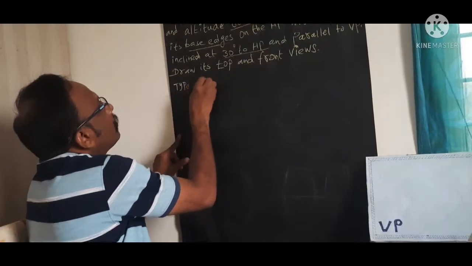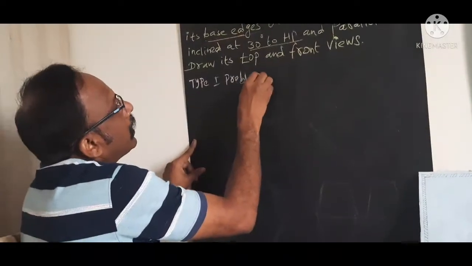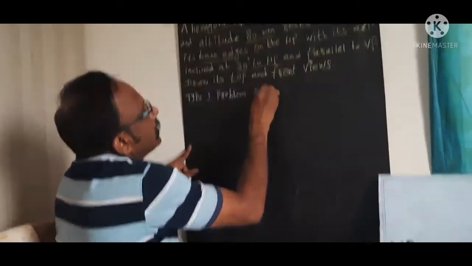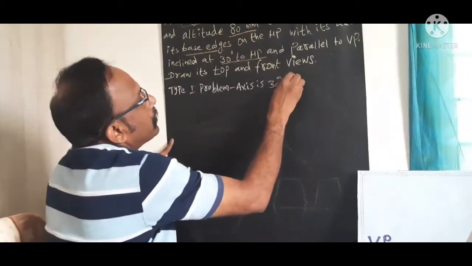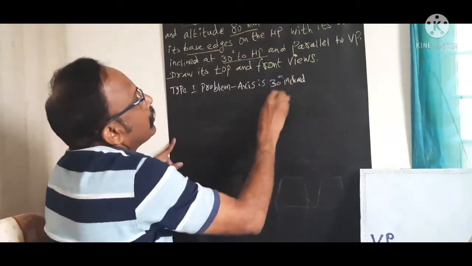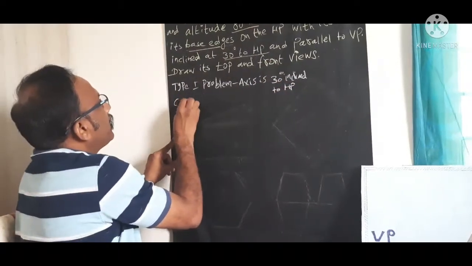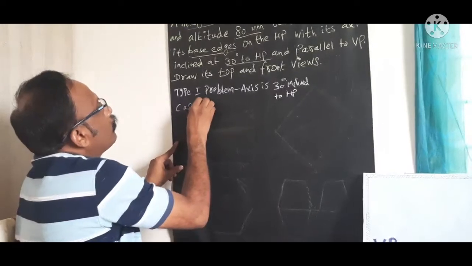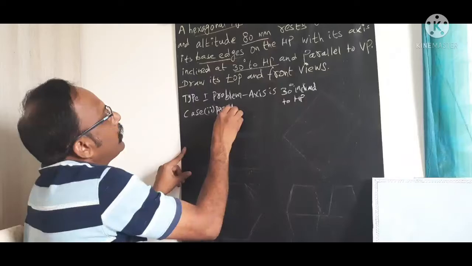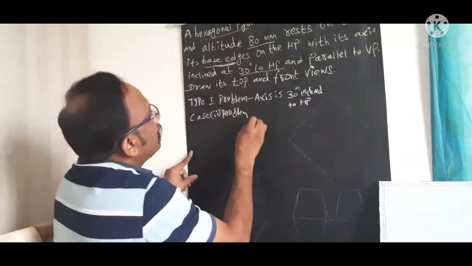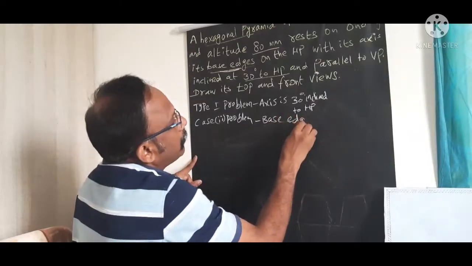How did we decide it is a type 1? Because the axis is 30 degree inclined to HP. And we also identify it is a case 2 problem. How did we decide it is a case 2 problem? Because it is resting on a base edge.